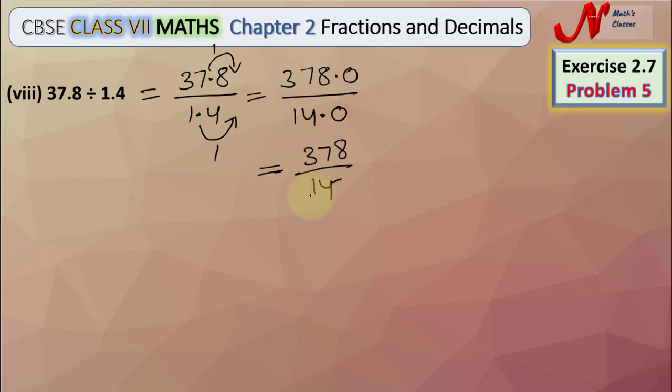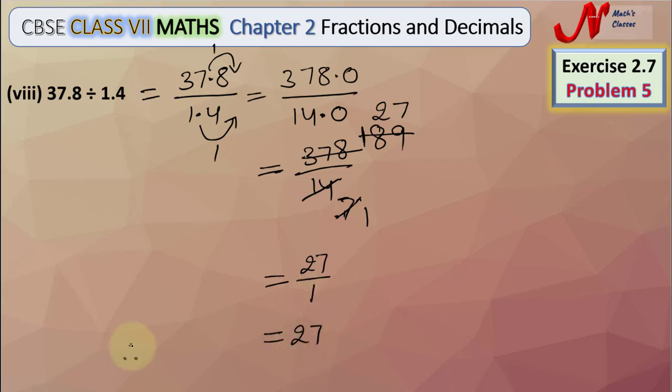So it can be written as 378 by 14. 2 sevens are 14. 2 ones are 2. 2 eights are 16. 2 nines are 18. Again by cancelling, 7 ones are 7. 7 twos are 14. The remaining 4 4. 7 sevens are 49. So we get 27 by 1, which can be written as 27. Therefore, 37.8 divided by 1.4 is equal to 27.